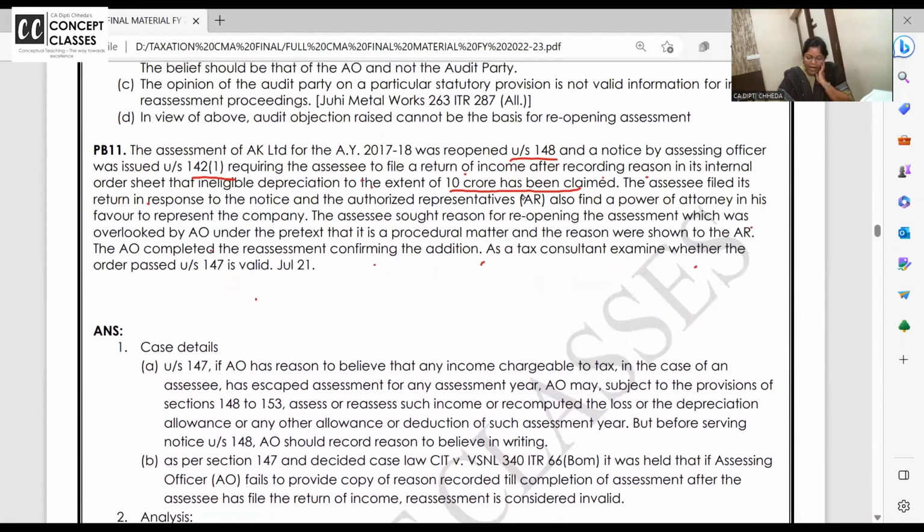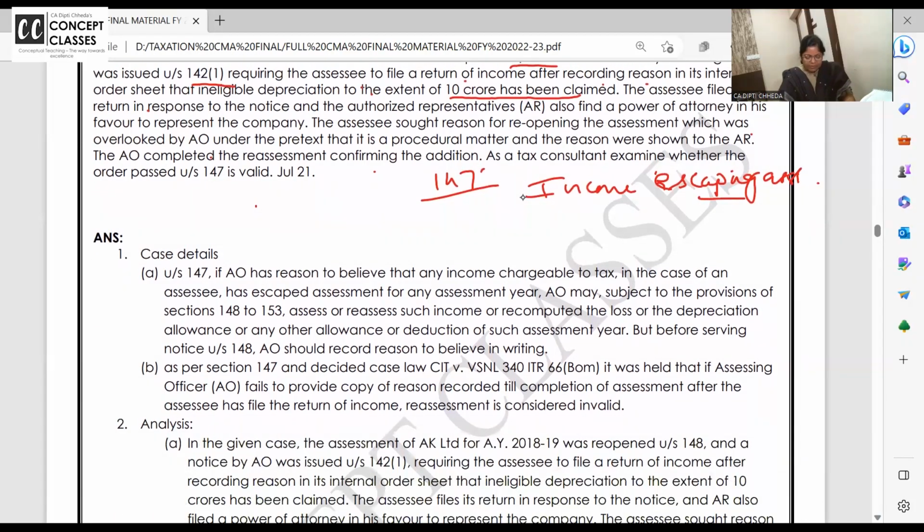Okay. And assessment is completed also by AO in 147. Now, whenever 147 comes, we need to check income escaping assessment. वो कहाँ है? Where is the income escaping assessment?